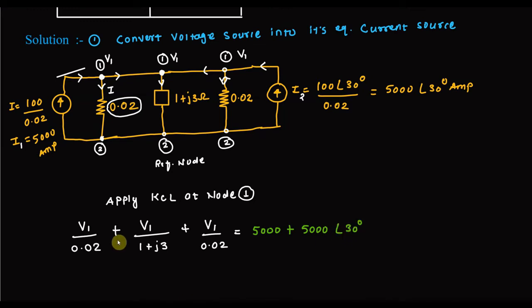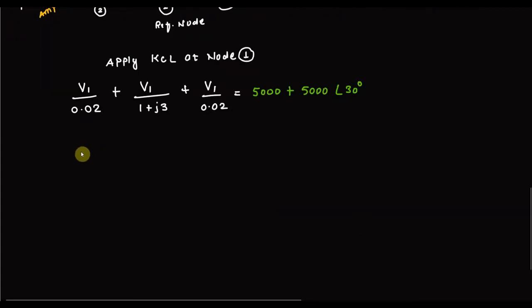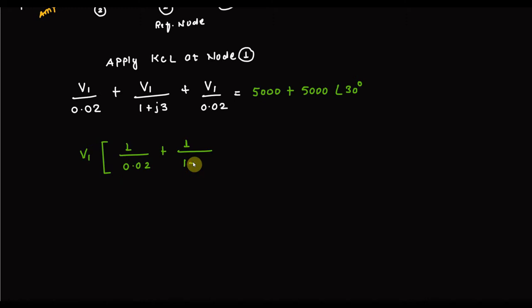Fine. As there is only one non-reference node, there is only one equation here. So we will find out the voltage here. The common term we will get is V1. So the coefficient is 1 upon 0.02 plus 1 upon 1 plus J3 plus 1 upon 0.02, right? And this should be equal to 5000 plus 5000 at an angle 30, right?